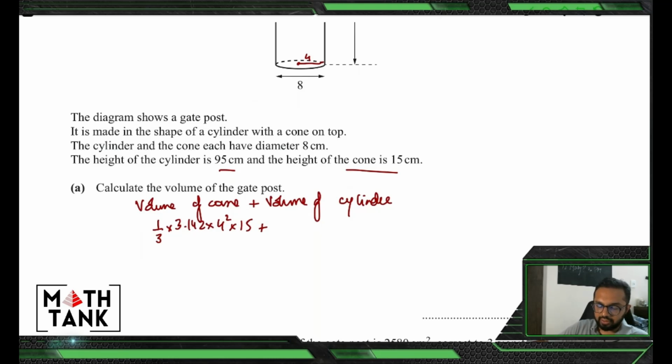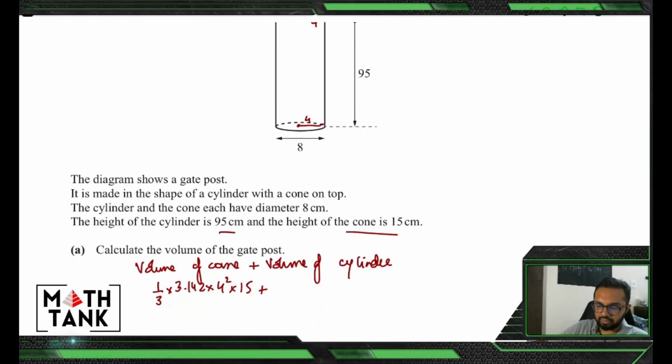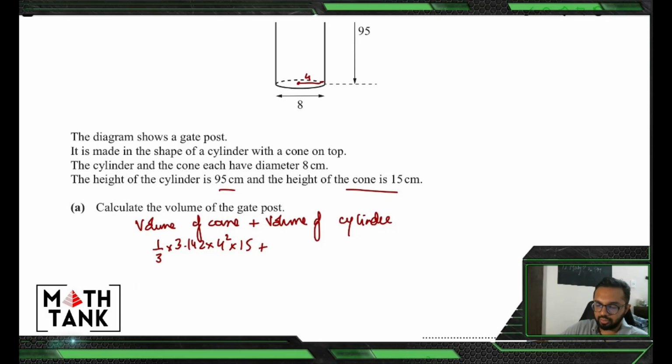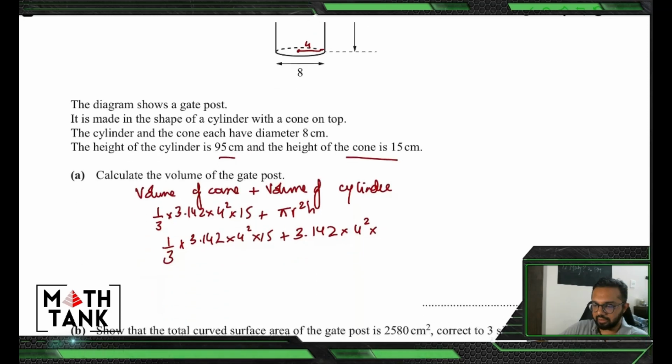Then volume of the cylinder is basically pi r square h. It's not given here. Pi r square h. Let's write it down. Pi r square h first. I want to repeat this and then put it all together on the calculator in one go. So pi r square, and this time the height is 95.